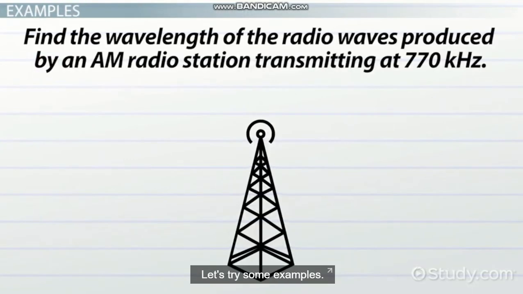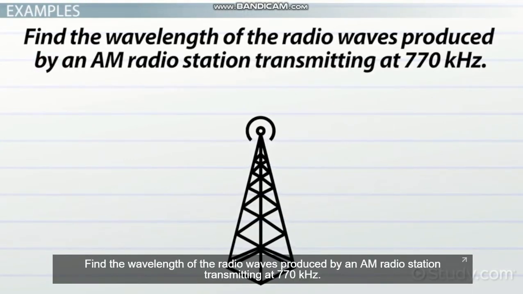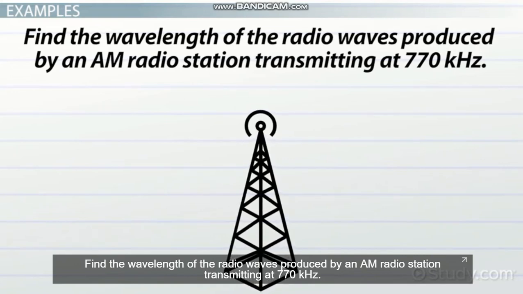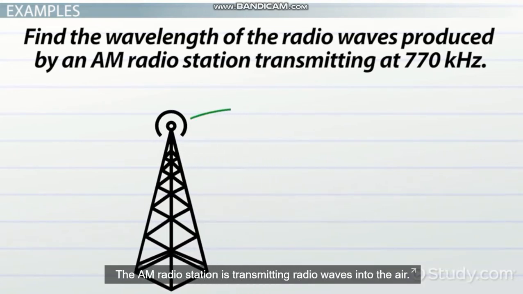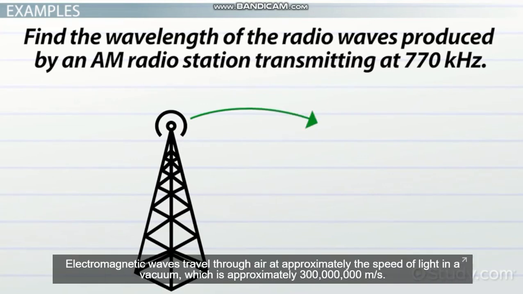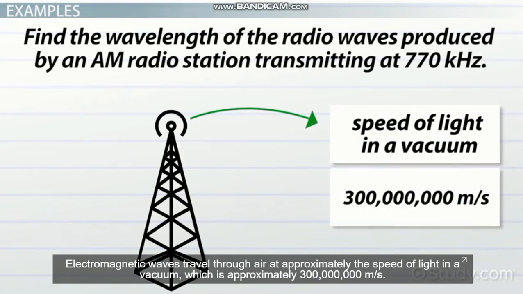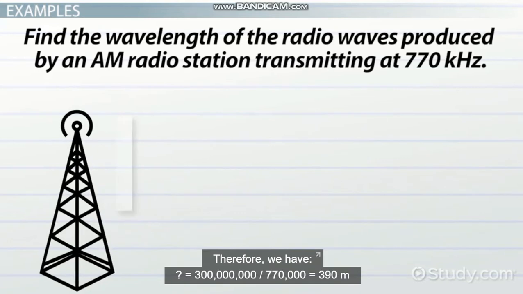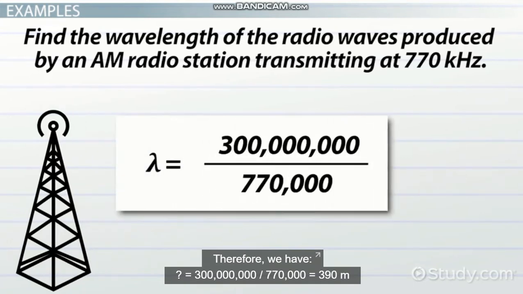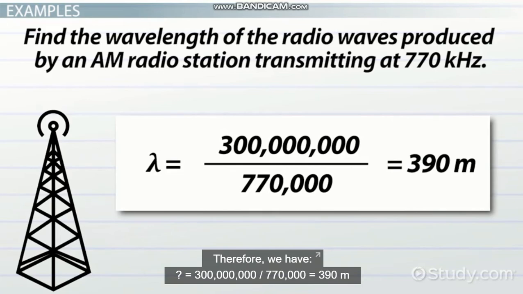Let's try some examples. Find the wavelength of the radio waves produced by an AM radio station transmitting at 770 kHz. The AM radio station is transmitting radio waves into the air. Electromagnetic waves travel through air at approximately the speed of light in a vacuum, which is approximately 300 million meters per second. Therefore, we have lambda equals 300 million divided by 770,000 equals 390 meters.